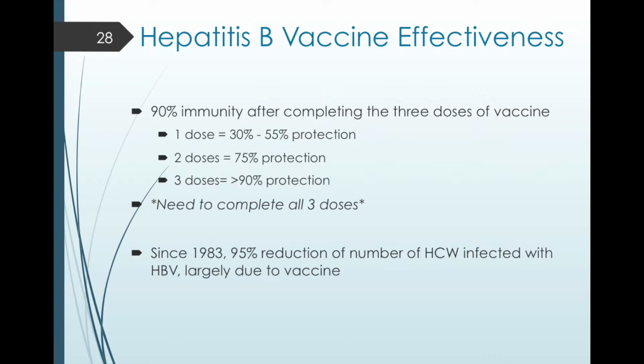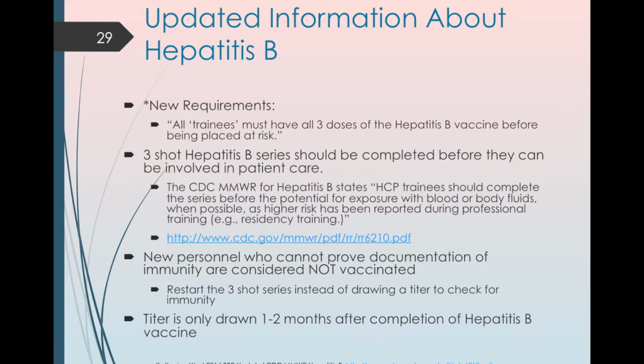As far as effectiveness of the hepatitis B vaccine, 90% of the people who have the hepatitis B vaccine do gain immunity after completing all 3 doses. In the first dose alone, it can provide 30 to 55% protection. The second dose is about 75% protection, and after the 3rd dose to complete the series, there's about a 90% protection rate from hepatitis B. Since 1983, we have seen a 95% reduction in the number of healthcare workers infected with hepatitis B virus, largely due to the vaccine. Some new information here.